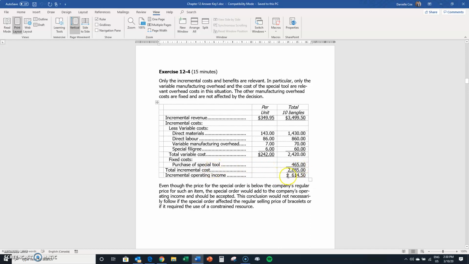That's a fixed cost. So now if we take our incremental revenue less our variable costs less the fixed costs, our total incremental cost is $2,885, which leaves us with an incremental operating income of $614.50. So therefore, the company would make money off this special order, given the fact that the space wouldn't be used otherwise.